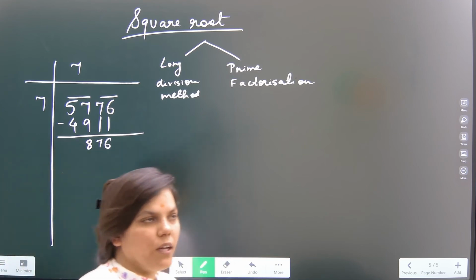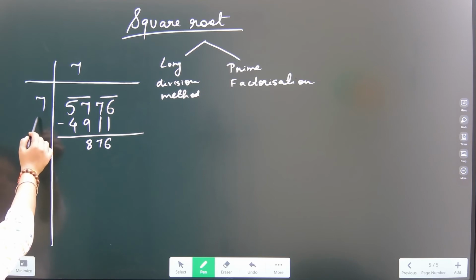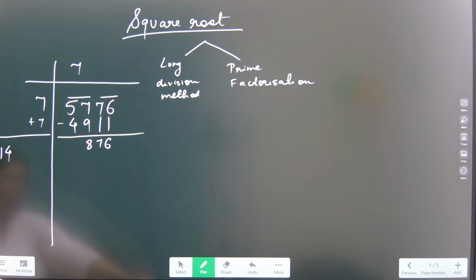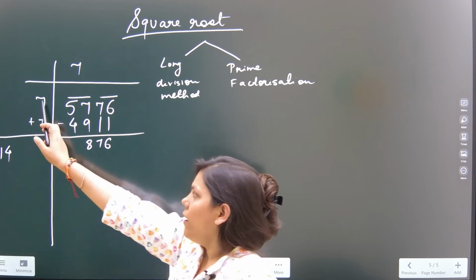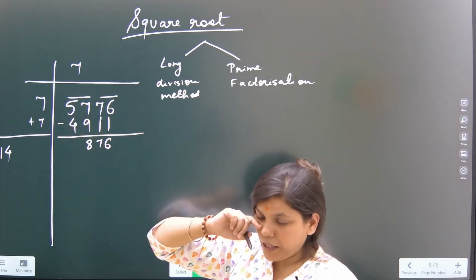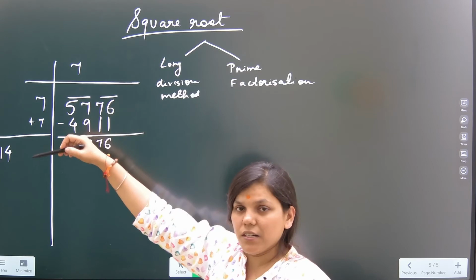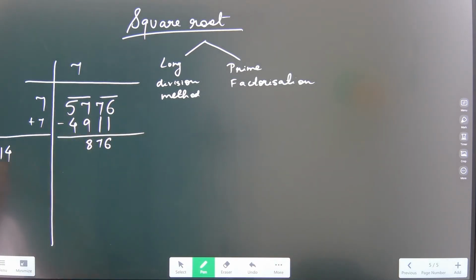Next step is, whichever number you have written on the left hand side, you need to add the same number and write it over here. The number should be same. If here it would have been 8, you would have written 8, okay. Now here it is 7, so 7 plus 7, 14.